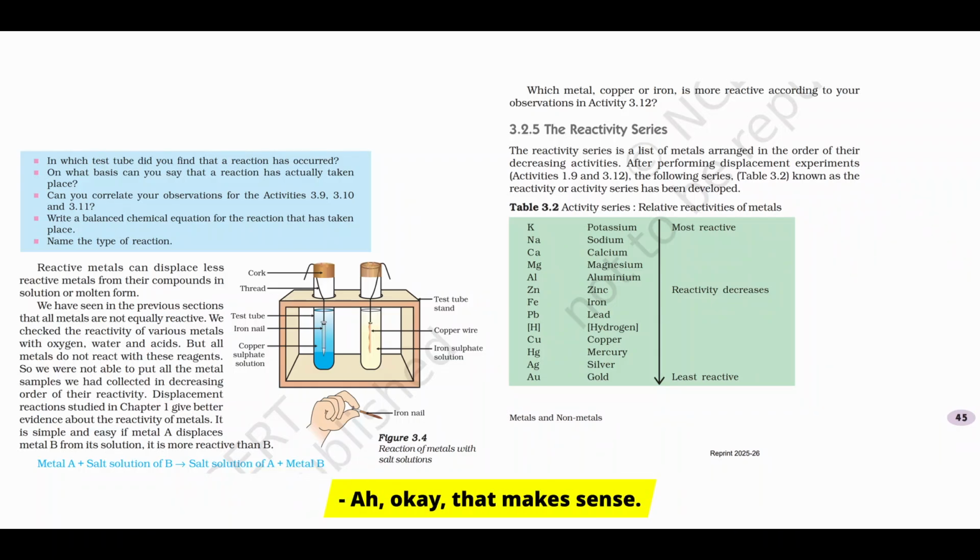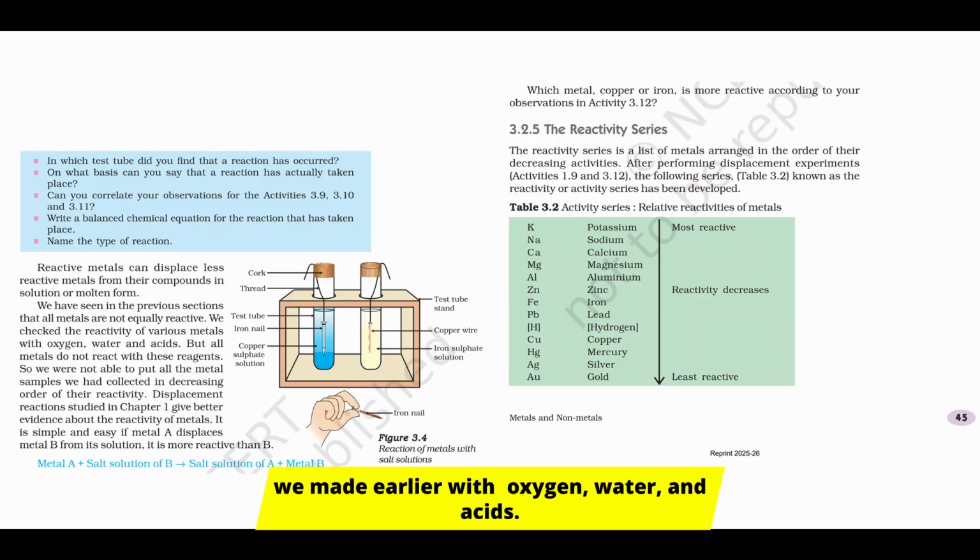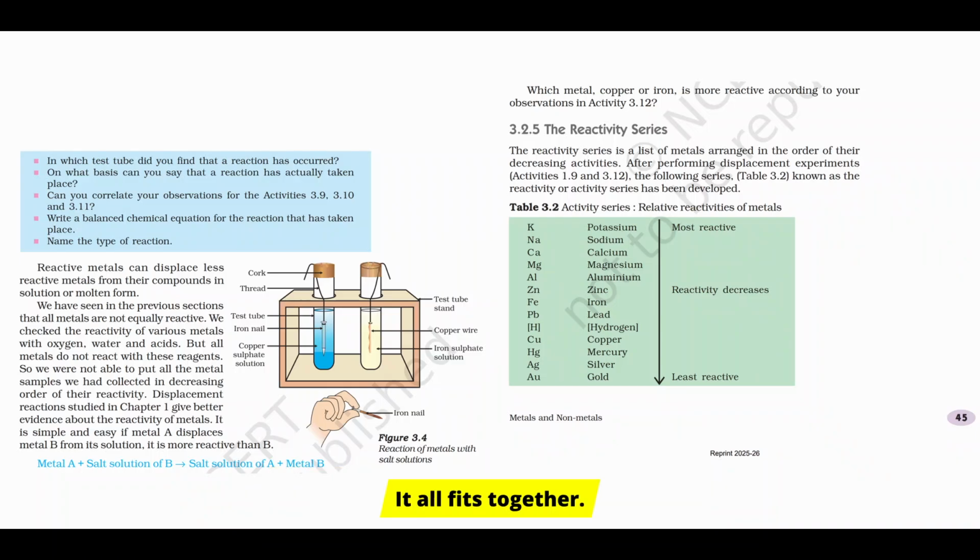Okay, that makes sense. Copper, Cu, below hydrogen. Mercury, Hg. Silver, Ag. Gold, Au. Right down at the bottom, the least reactive metal on our common list. Platinum would be even lower, typically. Now, you can clearly see the direct correlation between this series and all the observations we made earlier with oxygen, water, and acids. It all fits together.